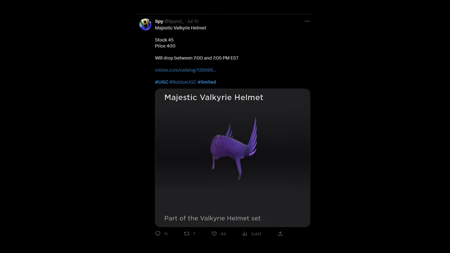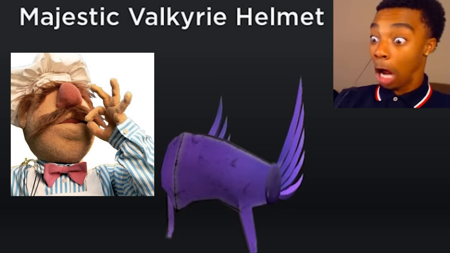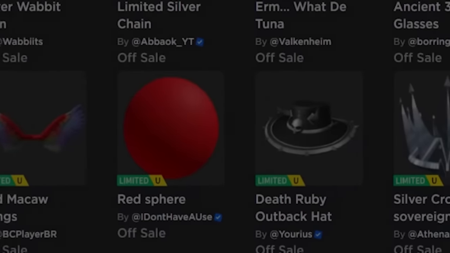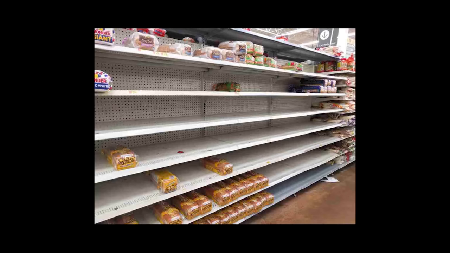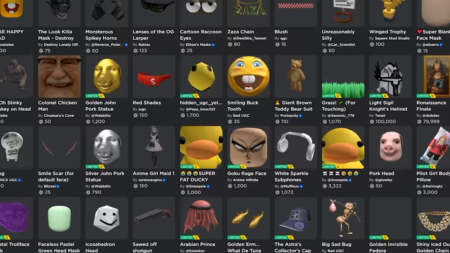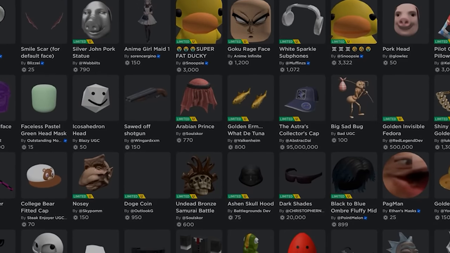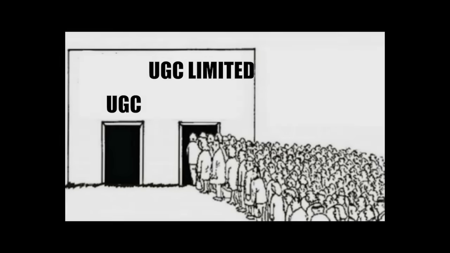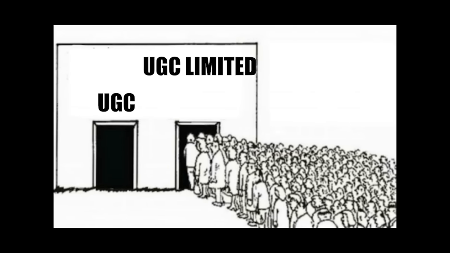We're talking about UGC Limited. User-generated items that have a limited quantity available. Once they're gone for good, whoever owns them can dictate the price. In the past, only the Roblox company themselves could create limiteds. But now, anybody who is living, breathing, and on this green earth can sign up and upload their very own limited item.